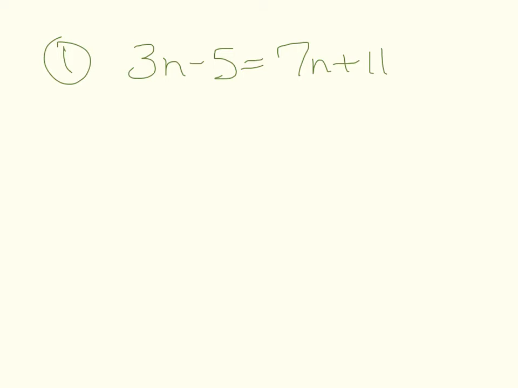All right, so if 3n minus 5 equals 7n plus 11. Okay, I always move my smaller number over. Okay, so I always start with variables. So I have 3n and 7n. Well, 3n is smaller, so I'm going to move this 3n over to the other side. And one of the things you have to remember with equations is when something crosses the equal sign, it changes signs.